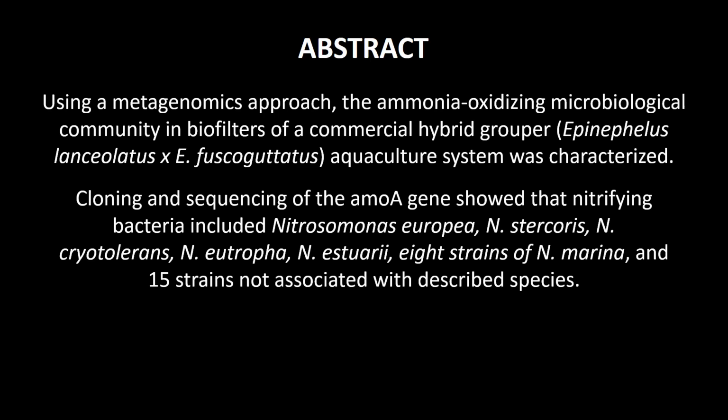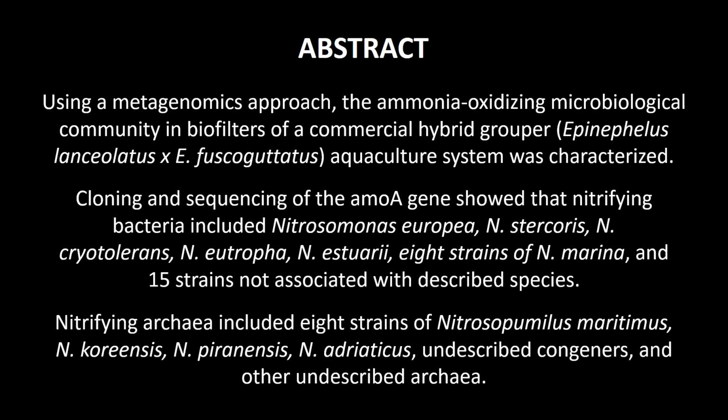Cloning and sequencing of the AMO-A gene showed that nitrifying bacteria included this species of Nitrosomonas. Okay? And of course, 15 strains not associated with the described species. So this is what I'm talking about. They utilize a target gene here, the AMO-A gene, and they use it in the identification of the nitrifying bacteria. So only those species in the sample capable of oxidizing nitrogenous compounds are expected to have this gene.